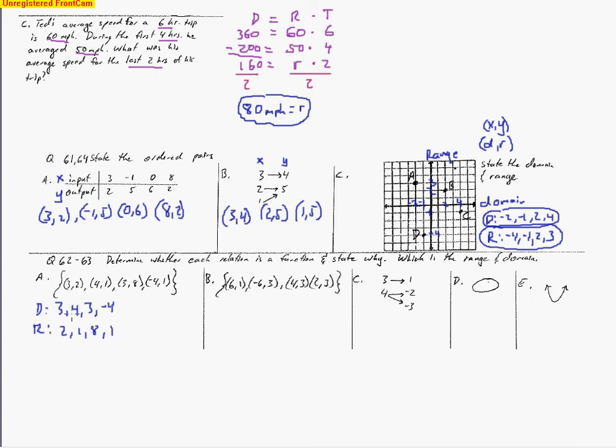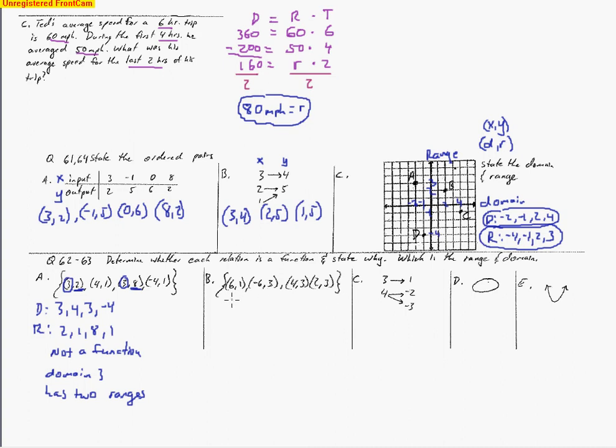Now, is this a function? Well, when you're looking at a function, look at the domains. Do the domains repeat? Yes, they do. You see, for it to be a function, the domain 3 should only have one range, but it has 2, and 3 also has 8, so it's not a function. The reason it's not a function is because the domain 3 has 2 ranges.